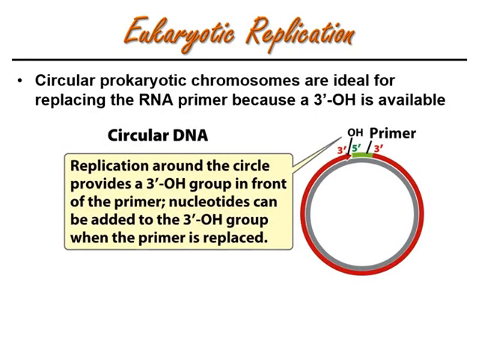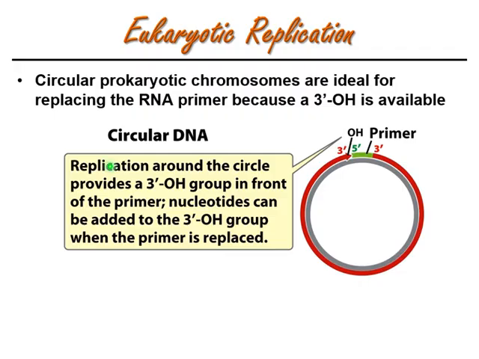All right, so let's start with circular prokaryotic chromosomes because they don't have an end replication problem. So they are ideal for replacing the RNA primer because the 3' hydroxyl is available. If you started here, you just go all the way around, you come back, and you just go straight through that RNA primer. And so there is no end, and therefore there is no end replication problem.